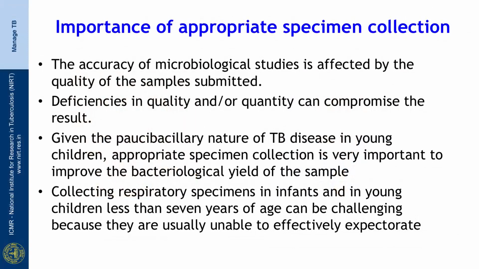We all know that the accuracy of microbiological studies is affected by the quality of sputum samples submitted, and the deficiencies in quality and or quantity can compromise the result. Given the paucibacillary nature of TB disease in young children, appropriate specimen collection is very important to improve the bacteriological yield of the sample. However, collecting respiratory specimens in infants and in young children, especially less than 7 years of age, can be very challenging because they are usually unable to effectively expectorate.